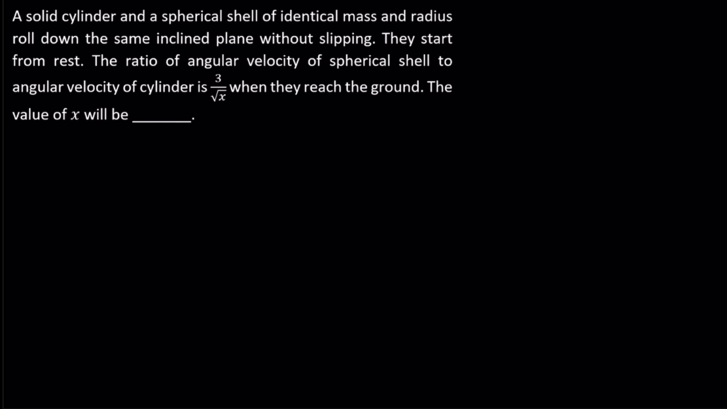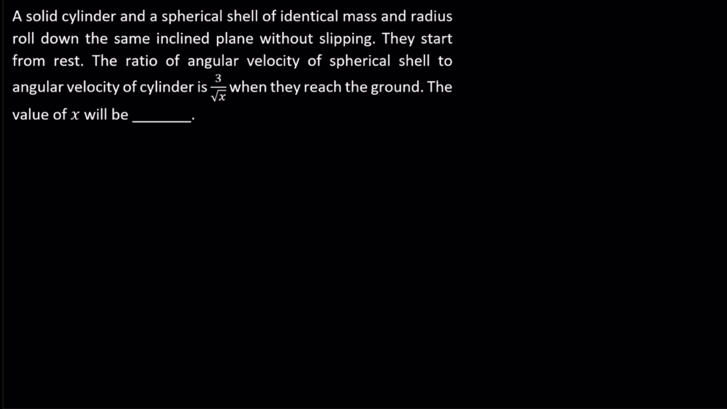A solid sphere and a spherical shell roll down without slipping on an inclined plane. They have the same mass and the same radius. They both start from rest. We're asked to find the ratio of their angular velocities as they reach the horizontal level.